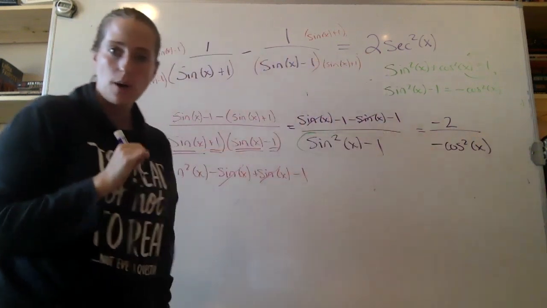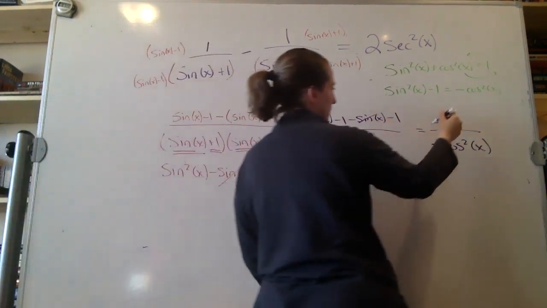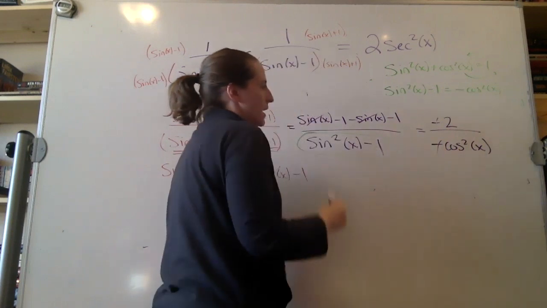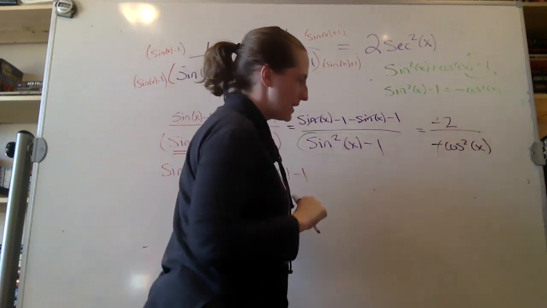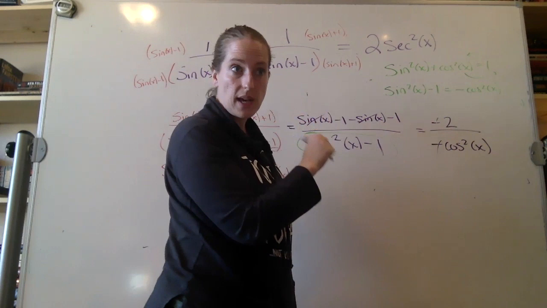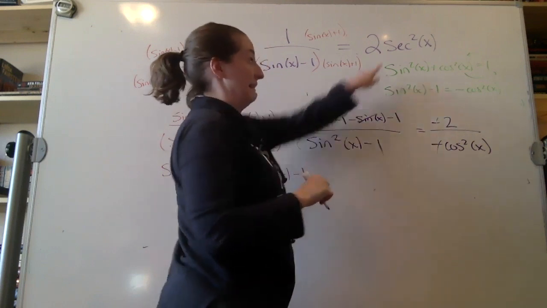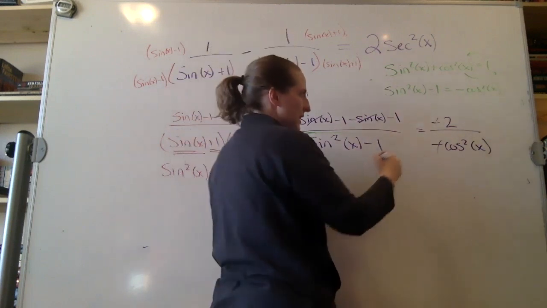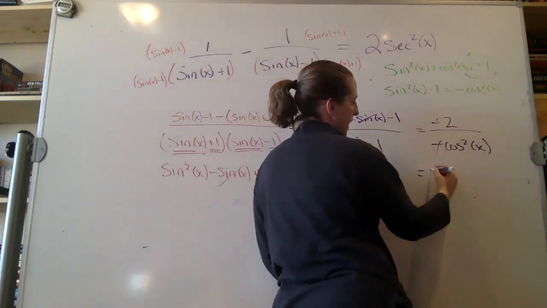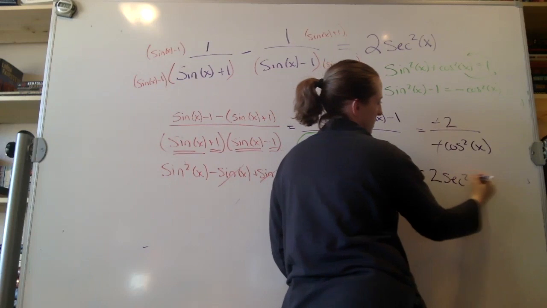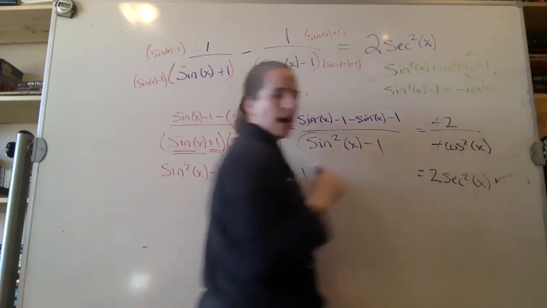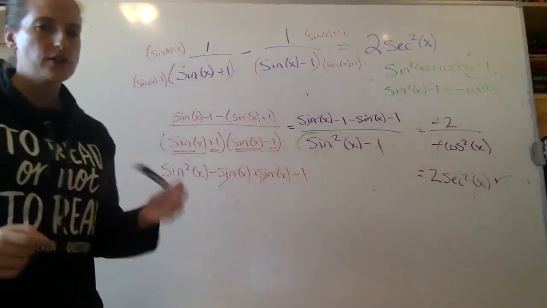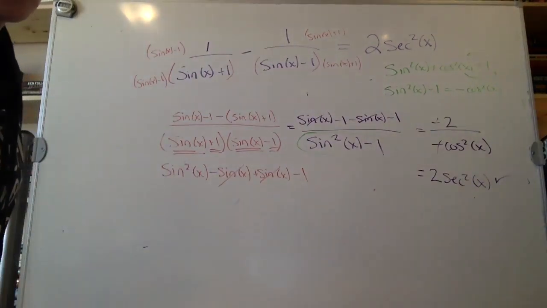Oh, and then I think we're almost there. We've got negative over negative, that cancels. And then let's use a reciprocal identity. 1 over cosine is the same thing as secant, which means 1 over cosine squared would be secant squared. So with that 2 on top, we have 2 secant squared. Verified. All right. So there's 3 examples of how we can do verify problems.